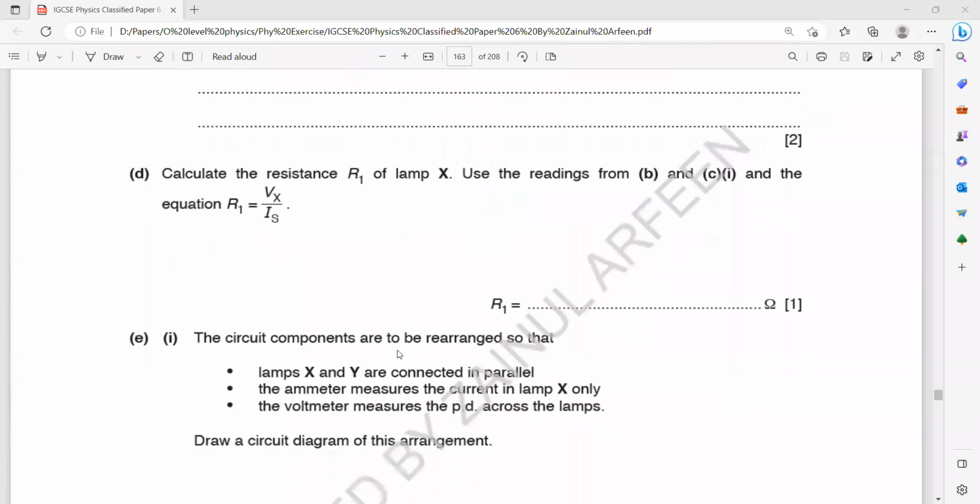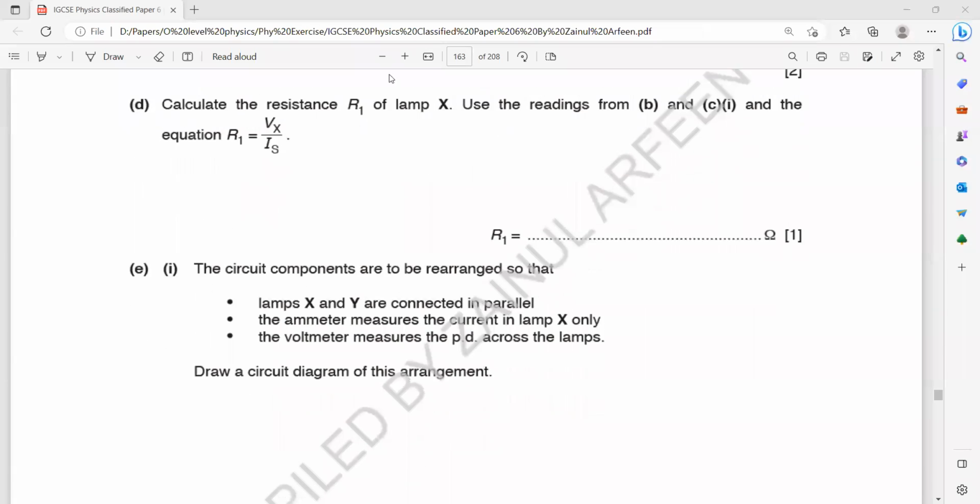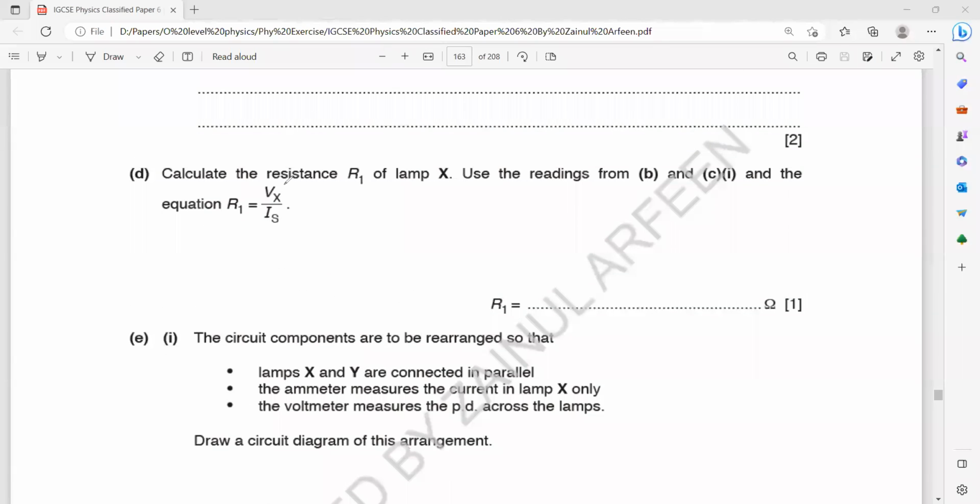Then the next part: calculate the resistance R1 of lamp X. Use your readings from B and C1. So look, for paper 6, you don't have to memorize any formula. You just have to use the variables which are given. So we have to divide Vx by Is.